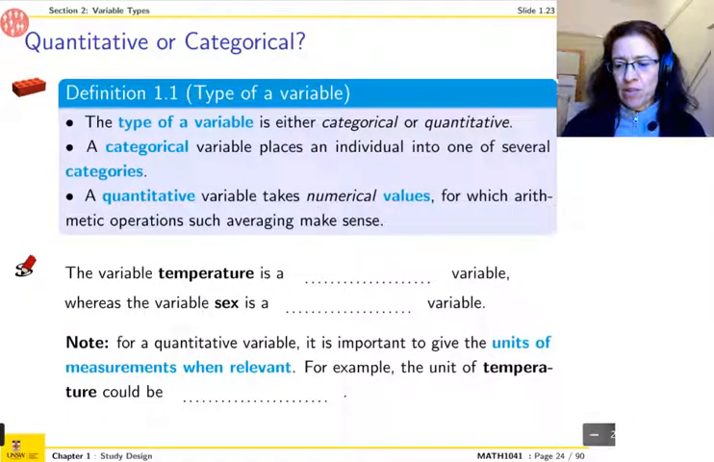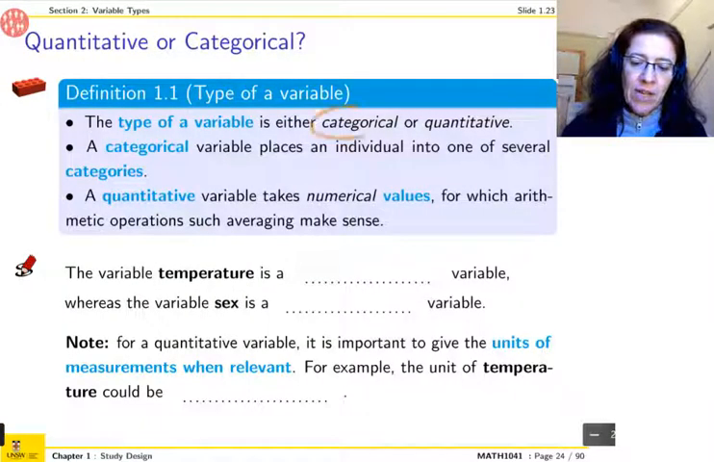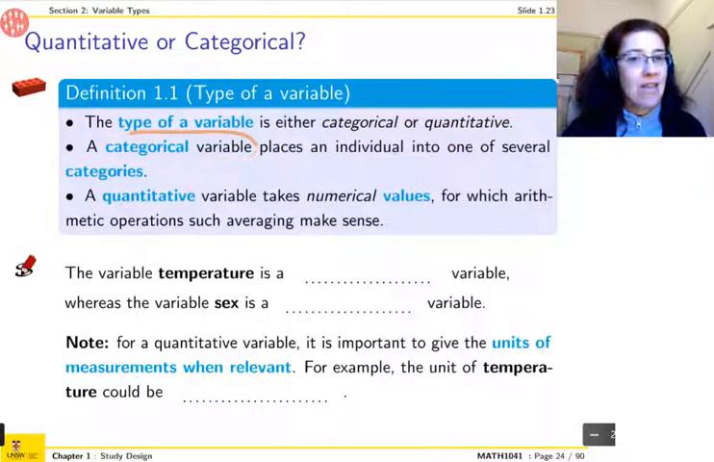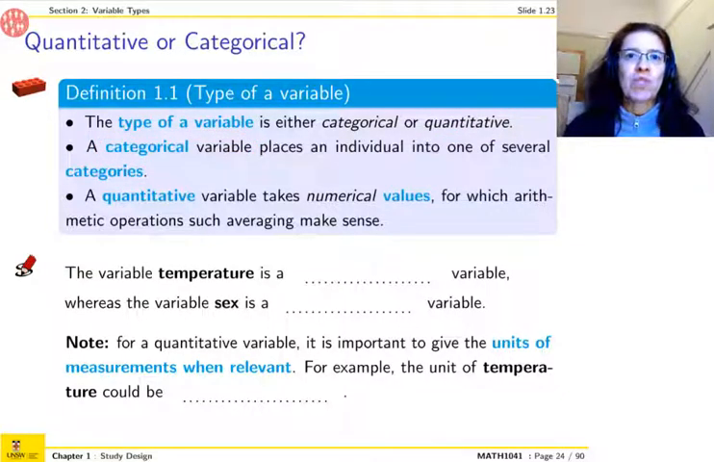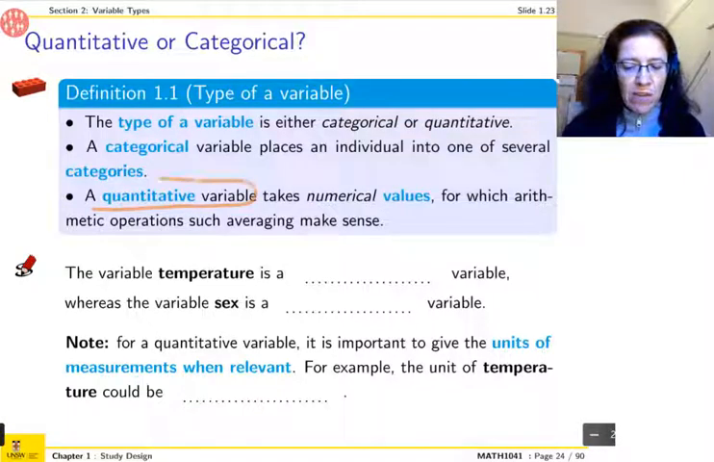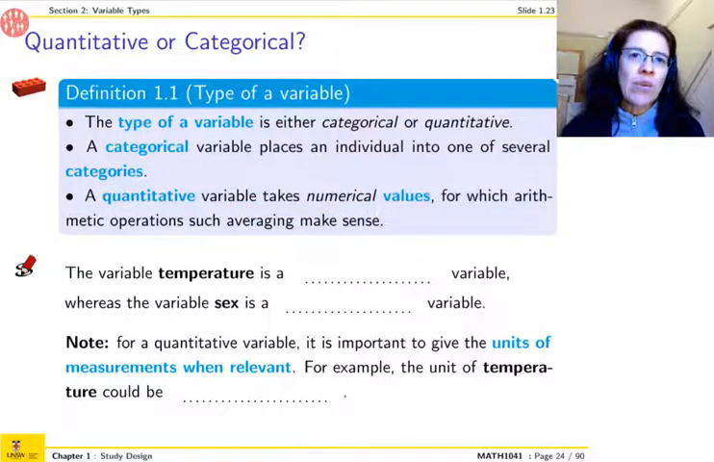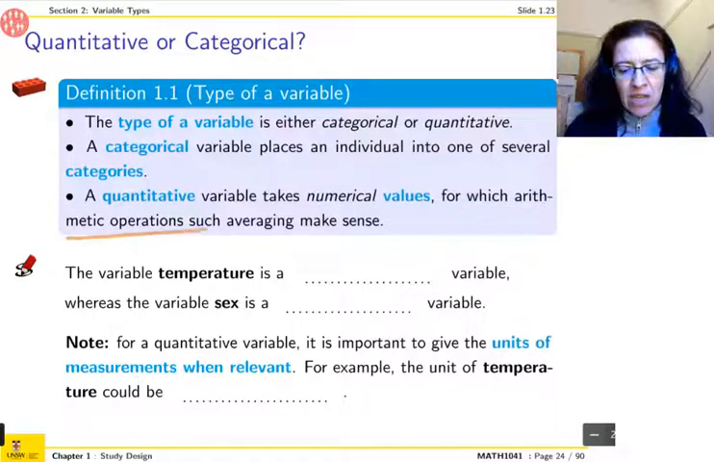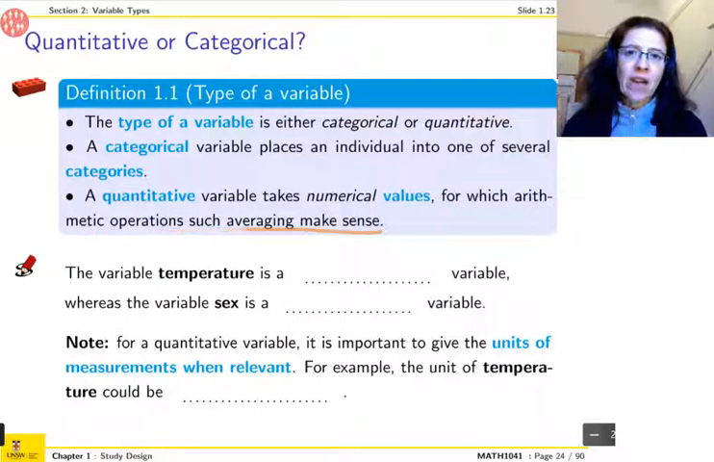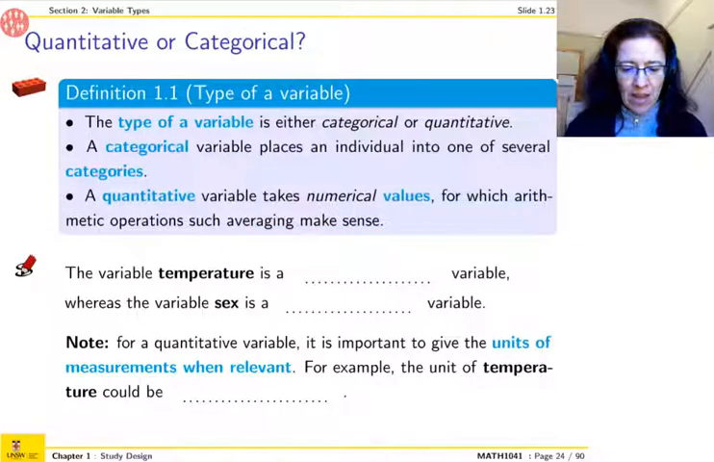So there are two types of variable. A variable can be either categorical or quantitative. Categorical variables place individuals into categories or bins, some people would say, and these are not described by meaningful numbers. Quantitative variables take numerical values, and not only do these values need to be numbers, they have to be meaningful numbers, and one way to check that is to check that arithmetic operations, like averaging, make sense. We'll see a few examples of that.